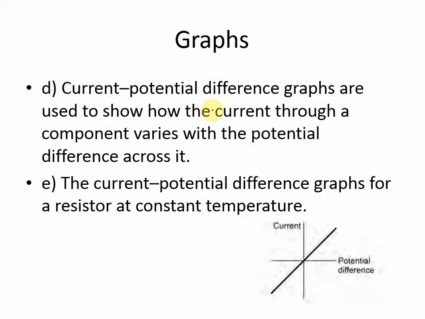So there are some graphs that you need to know. There's a current potential difference graph, and that shows how current varies with potential difference across a variety of components. The first one you need to know about is that for a resistor at a constant temperature, and here it is over here. That obeys Ohm's law. Current and potential difference are directly proportional. It's a straight line through the origin. That obeys Ohm's law.